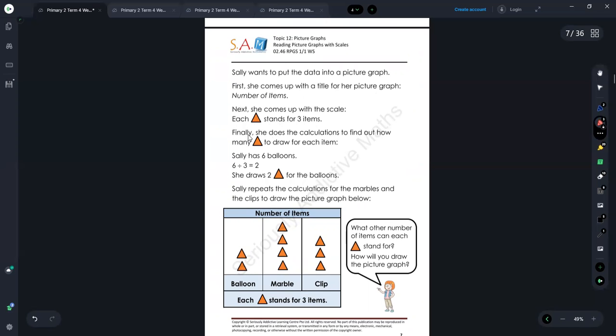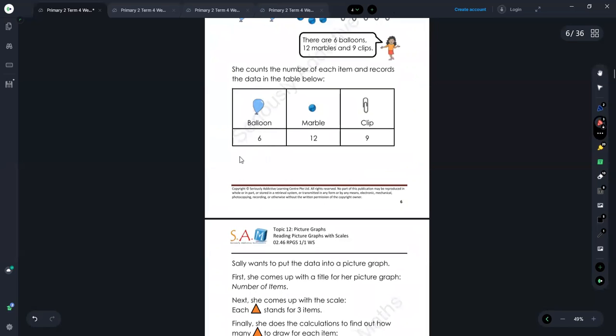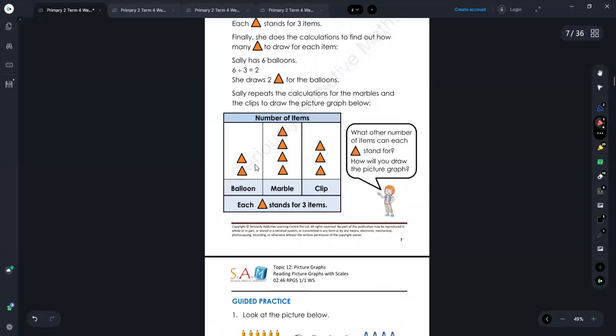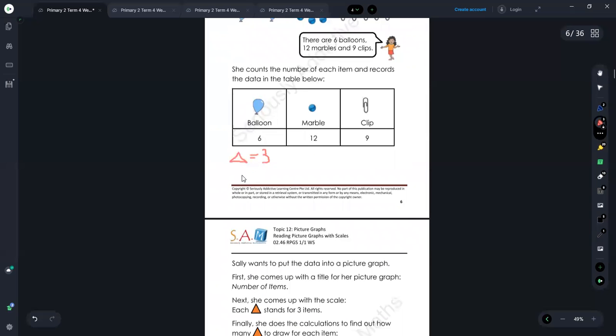Now, finally, she does a calculation to find out how many triangles to draw. So for 6 balloons, you can draw it here first. If 1 triangle equals 3 items, there are 6 here, right? Ask students, how many triangles must you draw to represent 6? Right, so it's 2 triangles, 2 times 3, or they can do 6 divided by 3. But you can see, okay, 2 triangles will give you 6. Therefore they know it is 2 triangles. Okay, so should be drawing 2 triangles, equals 6. Can show it this way.